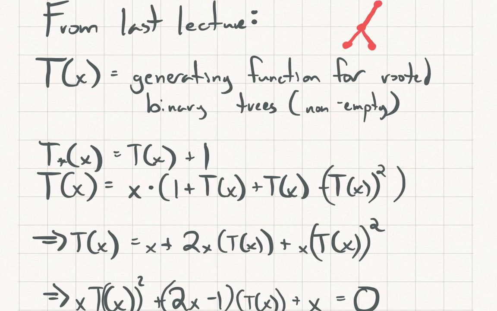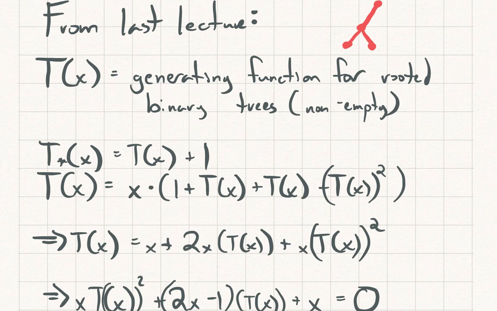And where we ended up is we wrote down our recursion in terms of the generating function to build all binary trees. We said you start with a root, and then on that root you can either have nothing, you can have a branch to the left, you can have a branch to the right, or you can have a branch to the left and right. And so from that idea, we wrote down an equation that the generating function must satisfy.